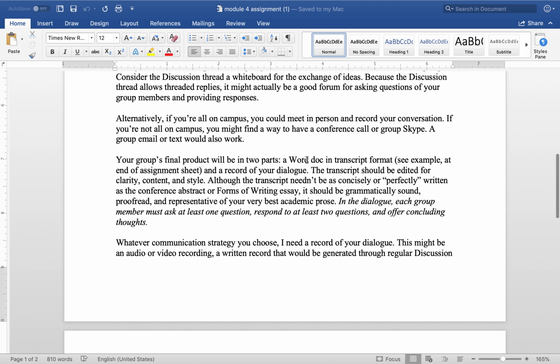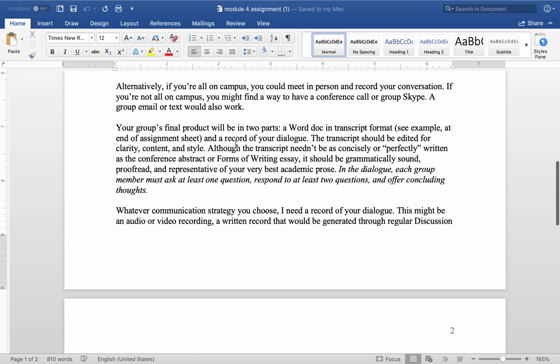So you can even do an audio recording if you want, or if you want a conference call or Skype, you could video chat if you're spread out remotely, but the time difference can make it work. So your final product will be 2 parts, a Word doc in transcript format and a record of your dialogue. Again, the transcript should be edited for clarity, content, and style. You'll see an example of that.